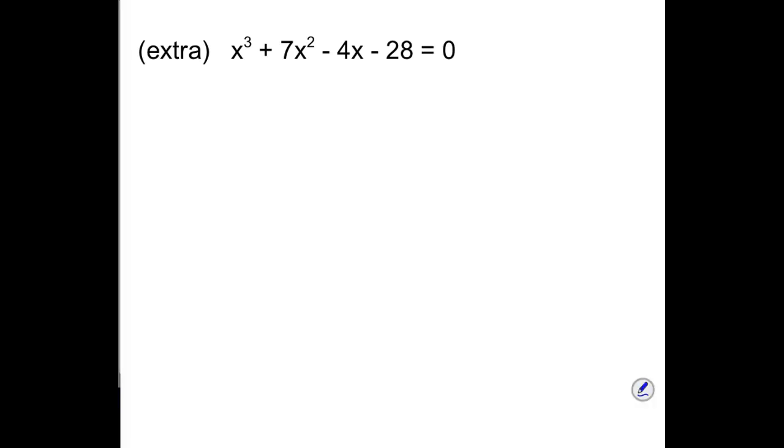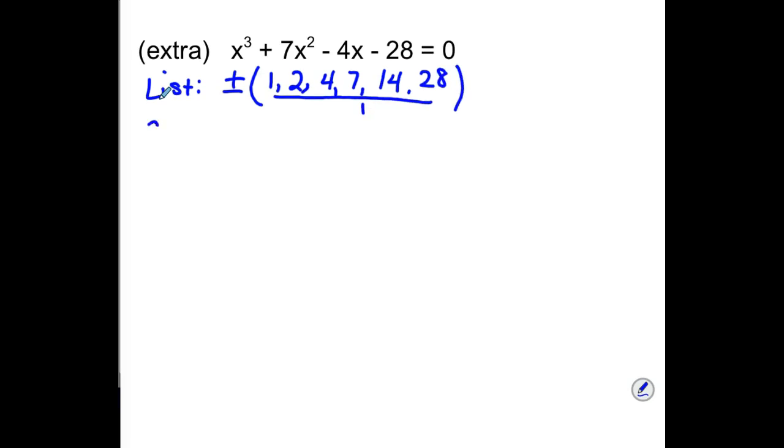All right, so did you start this one by making a list? Yeah. All right, what does the list suggest? Positive and negative 2, 4, 7, 14, 28, all over 1. Okay. What did the graph show you? Positive and negative 2 and negative 7. All right, so let's go ahead and prove those.